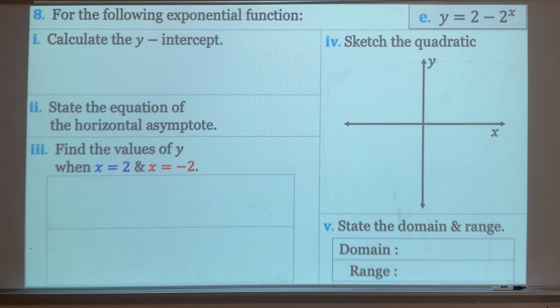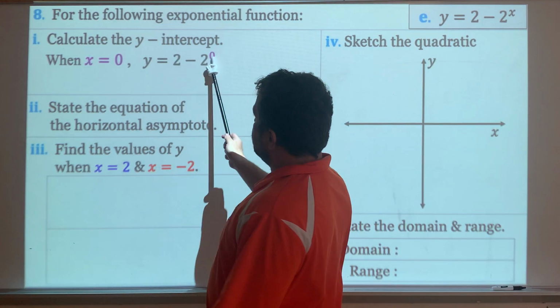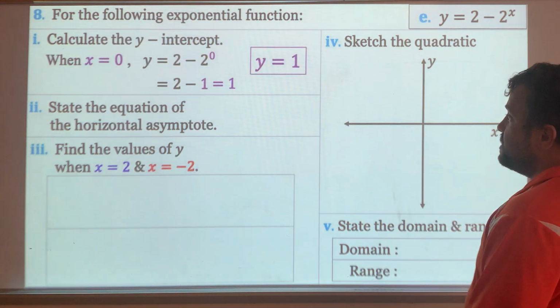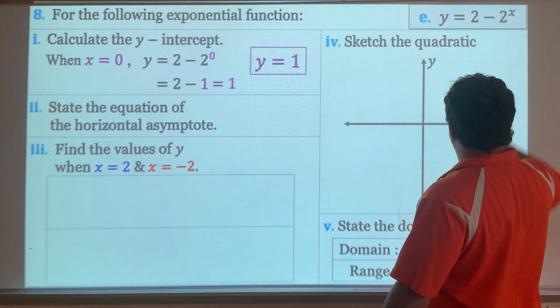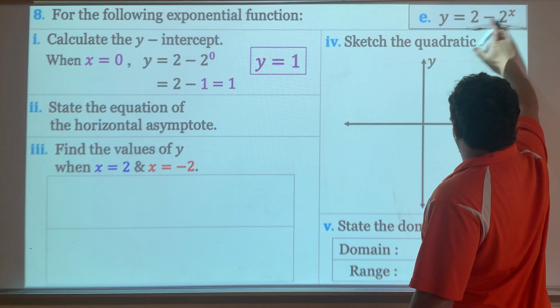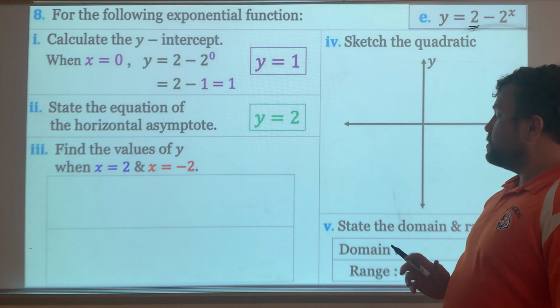Now it's 2 minus (2 over x) to the x. All right, calculate the y-intercept. Set x equals 0. 2 minus 2 to the 0 power, 2 minus 1 is 1. So y equals 1 is indeed your y-intercept. Horizontal asymptote? No, that is an x attached to it. What is it? It's the number that's by itself. 2. So y equals 2.